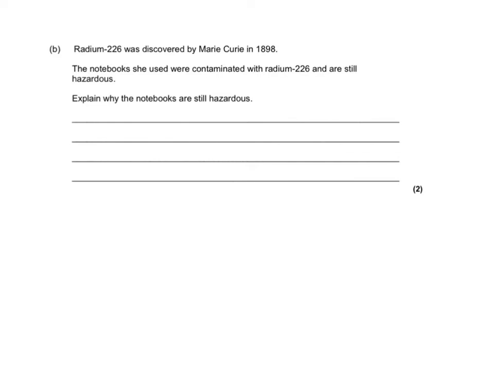So going back to our knowledge from the previous question, we found that the half-life of radium-226 was 1,600 years, which means that the total number of radioactive isotopes will only halve every 1,600 years. And you can see that it's only been just over 100 years since she used her notebooks when they got contaminated. So they've not even gone through one half-life yet. So therefore, they'll still be very radioactive.